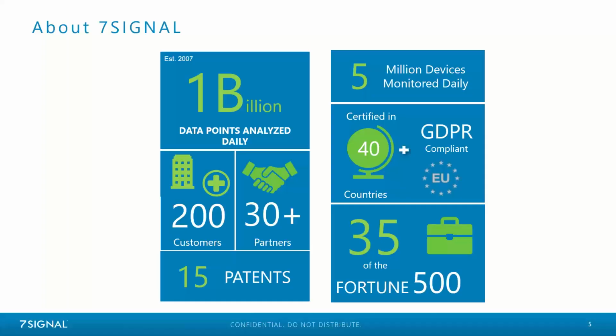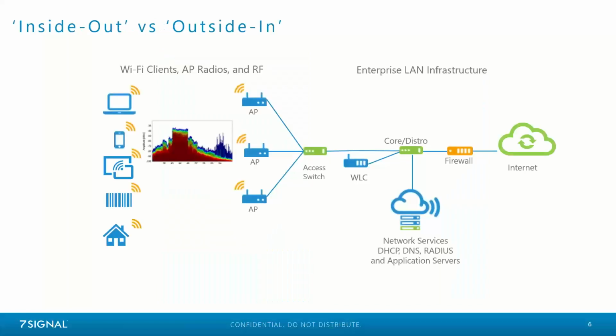Okay, a little background on 7Signal before we dive into the presentation. We were established in 2007 in Helsinki, Finland, and we're now located in lovely Cleveland, Ohio. We've hit a lot of major milestones along the way that we're proud of, such as the 1 billion data points that we're analyzing daily, in addition to the 5 million devices that we're monitoring daily as well. We have over 200 customers, 15 patents, which goes to show that the technology that you see from 7Signal, you're only going to see from 7Signal.